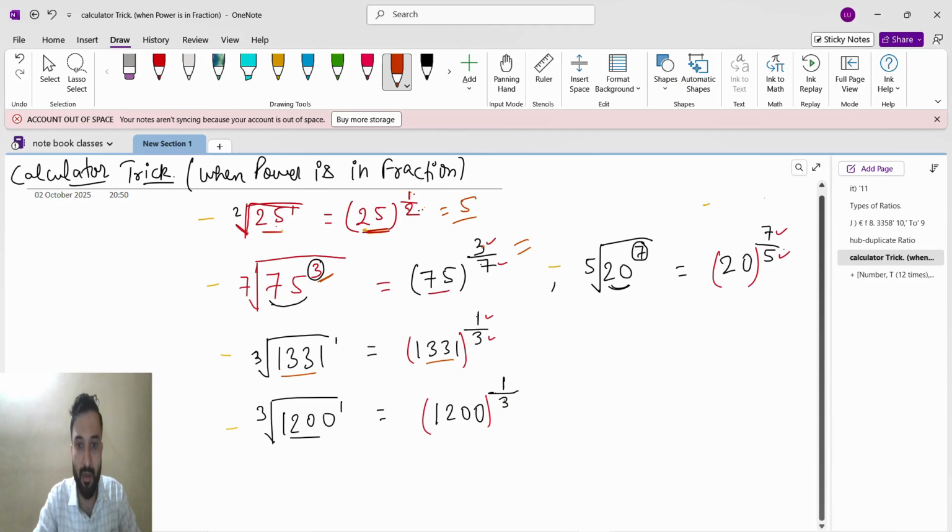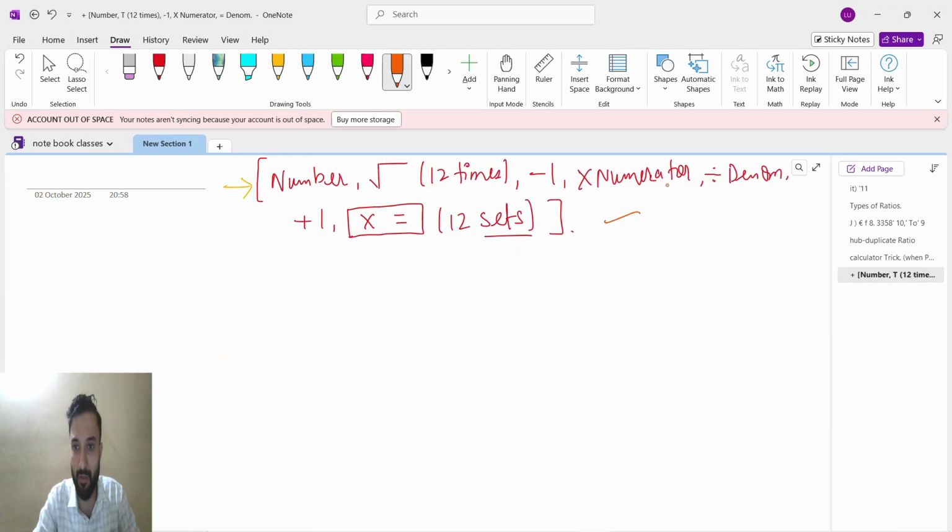You will get 0.00045198427. Okay, then after that we have to multiply with numerator, divide by denominator, then plus 1. Plus 1, we will press equal, so we'll get the final answer. Then the last step is into equal to, that is one set. We have to do 12 sets, means into equal 1, into equal 2, into equal 3, into equal 4, into equal 5, like this 12 sets.